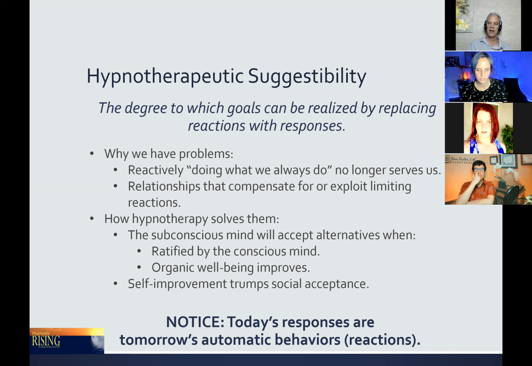So the first thing is the conscious mind ratifies it. The second thing is that our well-being improves. Everything is linked to our organic well-being, ultimately. So if these two things work, the social reality is aligned with the organic well-being, then the subconscious will go along. And the interesting thing about this, I pointed out, is that this means that self-improvement trumps social acceptance.